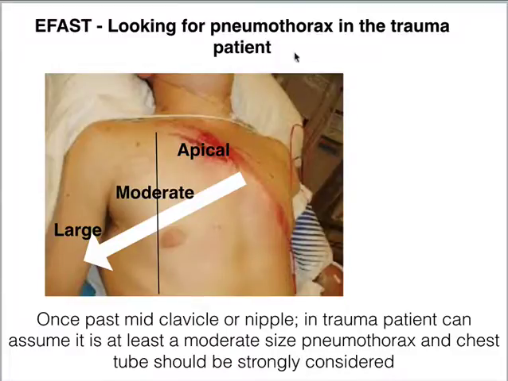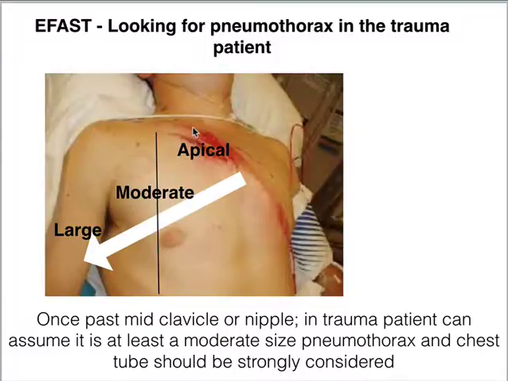Now again, just to put it all together, remember what I showed you. You can take an image here, here, here. You can take an image as many places as you want. But what I recommend is in trauma patients, you start at the apex. If you see lung sliding, it's very less likely that you have a pneumothorax that starts in the posterior region, although it could because you can have rib fractures anywhere.